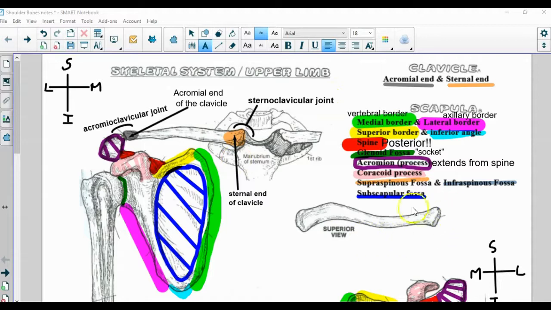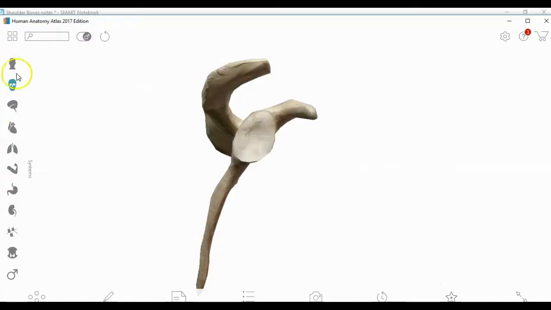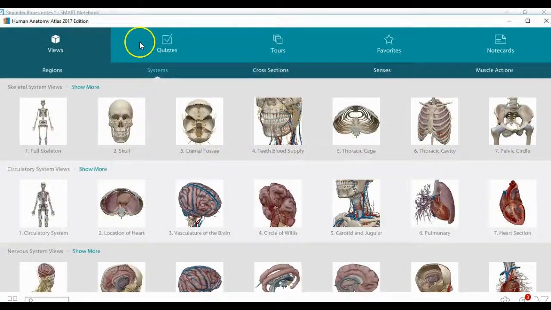This is a superior view of that same bone. So we take it from an anterior view over here to a superior view. I'm going to add these colors on here, same as I did here, and then I'm going to label this last joint. Okay, I've labeled that clavicle superior view. Let's look at it on the app. Let me get my skeleton back here.